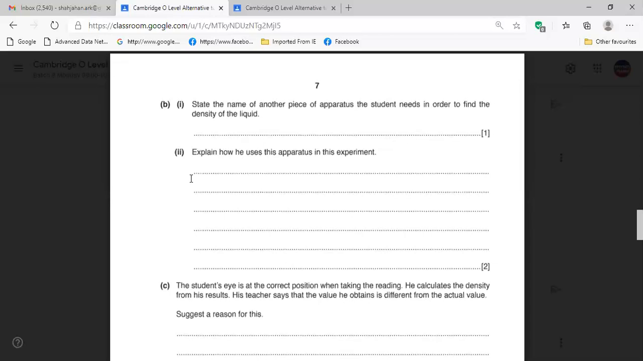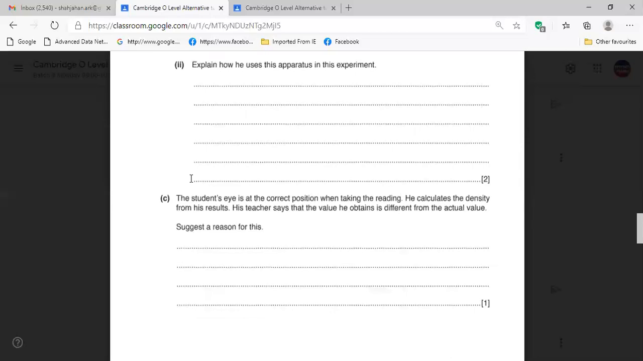Then, Abir, what did you write? Sir, I take the mass of the measuring cylinder with water M1, then make the cylinder empty and take the measurement M2, then subtract M1 minus M2. Very good, very good. Then we are done with B.